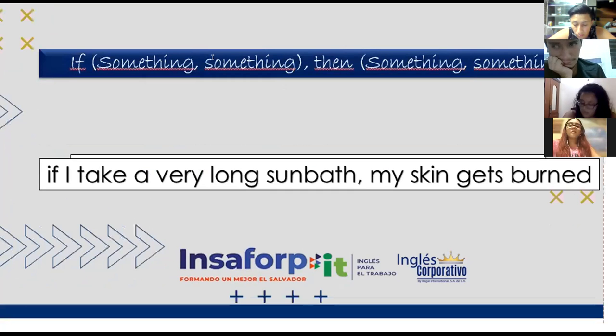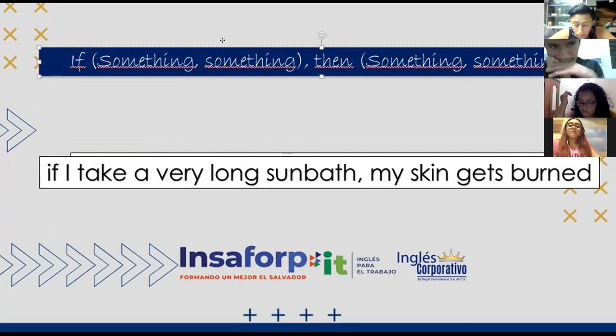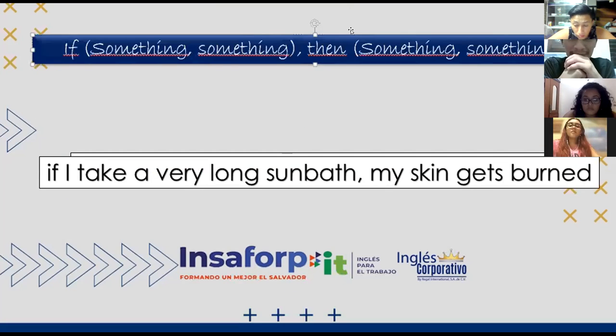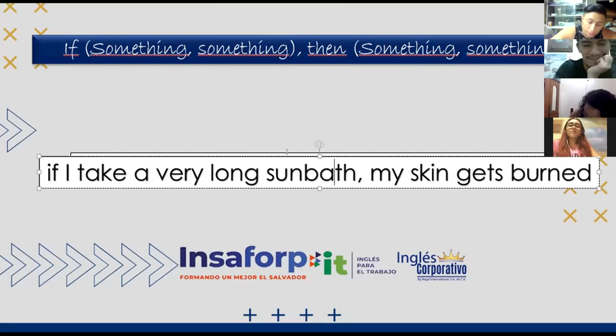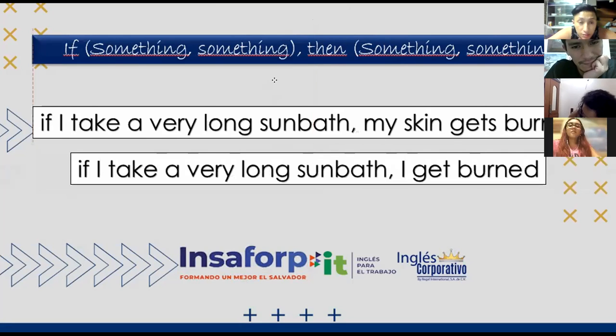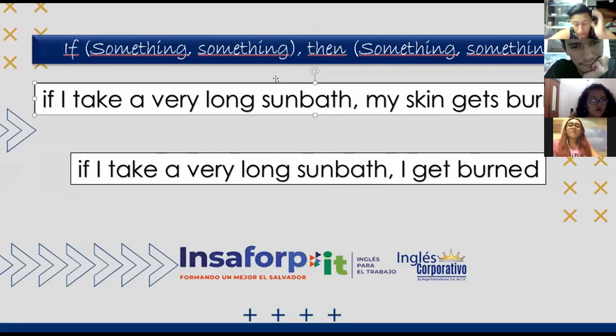Zero conditional is if something happens, okay, then something happens. Veamos entonces este primero. It says, if I take a very long sun bath, my skin gets burned. Okay. Obviamente, si usted se asolea bastante, se quema la piel, ¿verdad? Es un hecho. Okay. That's a fact. If you go under the sun and it's a very long time, then your skin gets burned. Yeah, that's going to happen, right?